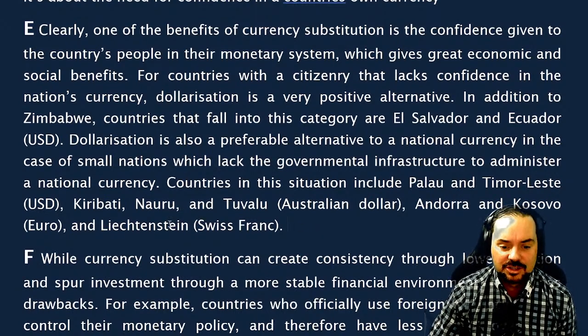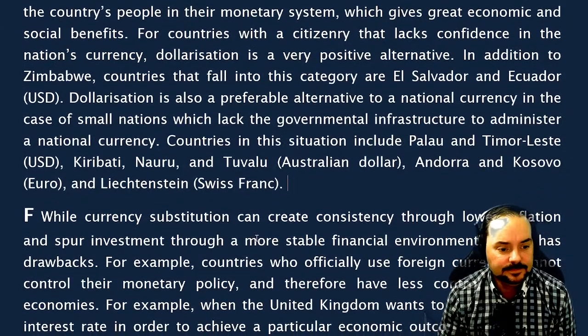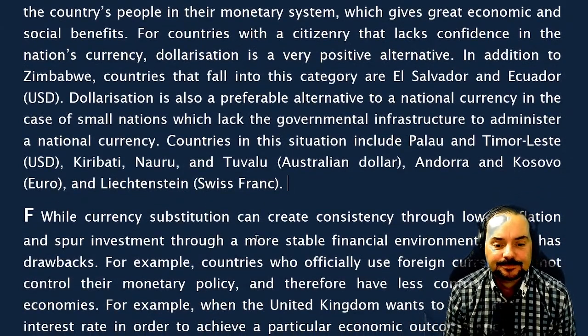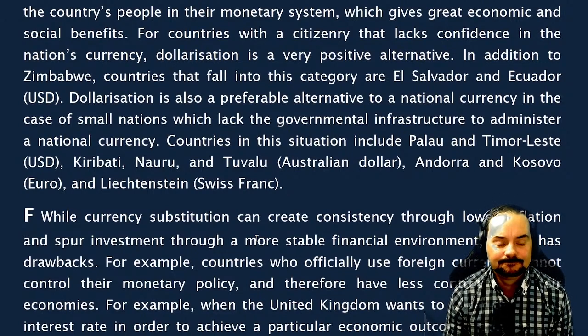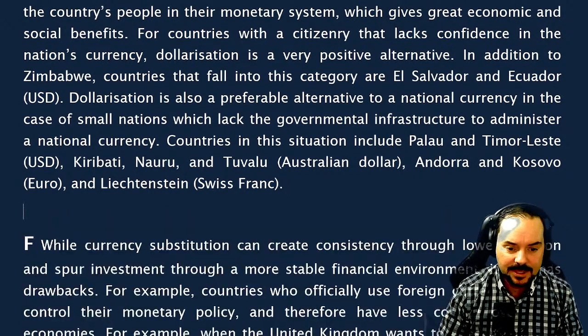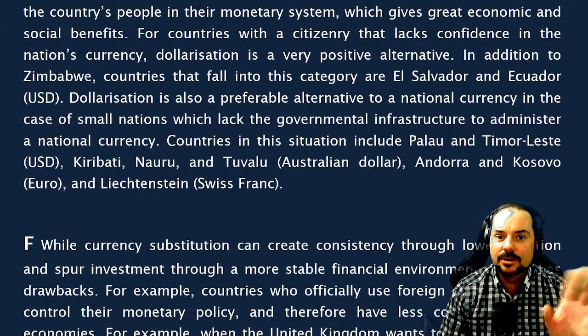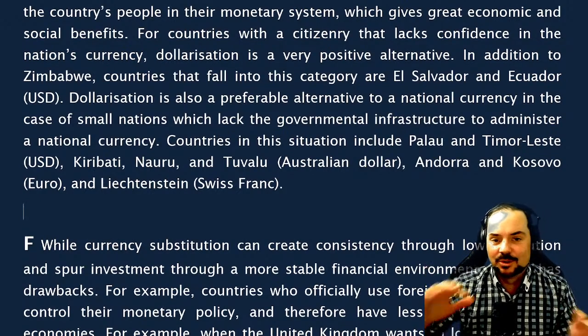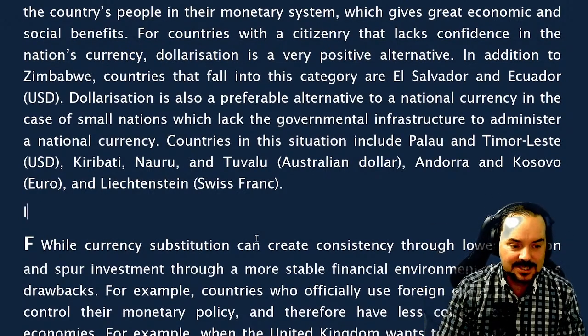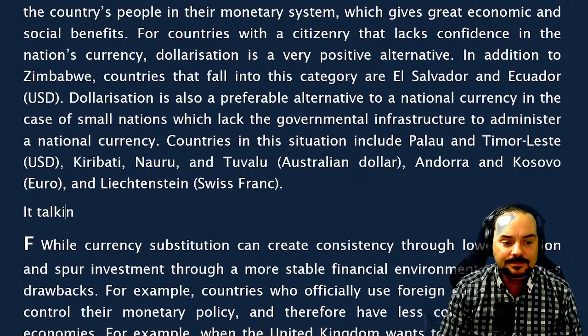Okay. Ask and answer the question, please. What is the paragraph talking about? Maybe it's talking about the dollarization in various countries. Okay. Stop there. Don't jump around. So it's talking about the dollarization in various countries. Good or bad?